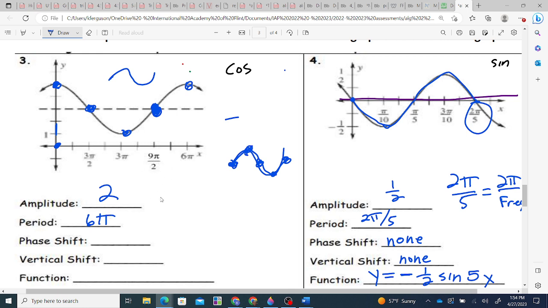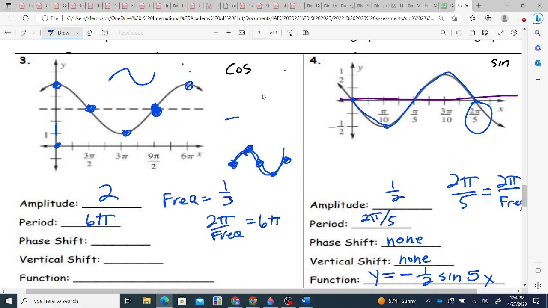So then we go back to the frequency. So what's the frequency? Well, the same way I did it before: 2 pi over frequency equals 6 pi. So my frequency is 1/3.